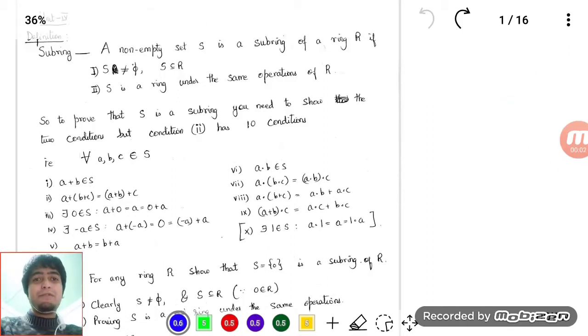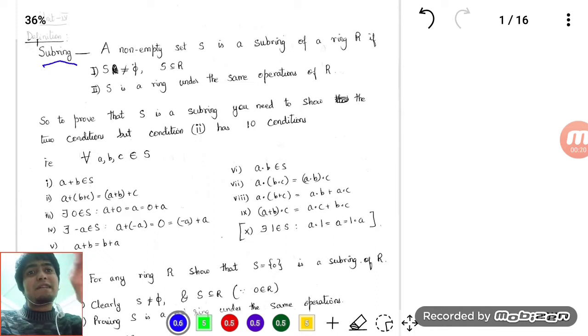Hello. This is the start of Unit 4, and we will start with a term that is called a subring. In Unit 3, we did groups, and we also started rings, whereas in Unit 4, we will start with the definition of a subring.